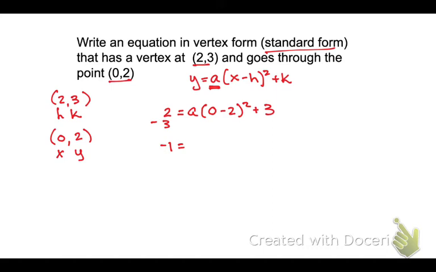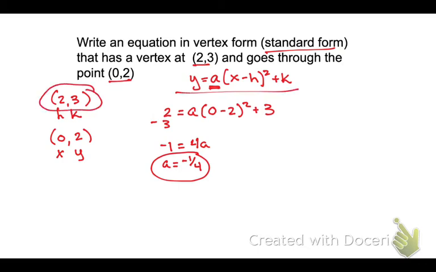So negative 2 squared is 4. 4 times A is 4A. 4A. So A is negative 1/4. So now I have A and I have H and K. Can I write my equation in standard form? Yes. So I have Y equals negative 1/4 times x minus 2 quantity squared plus 3.